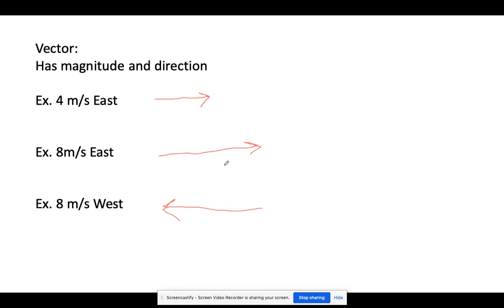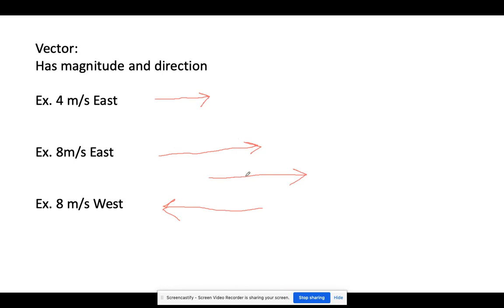Now, the thing that gets really interesting is maybe I didn't want to draw this arrow over here. I can draw this arrow wherever I want. Maybe I draw it over here. And that's just okay, because these are about the same size, and they point in the same direction. So these both are 8 meters per second east.